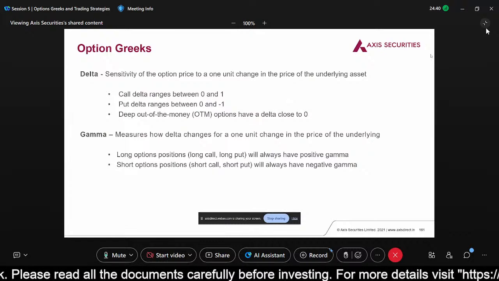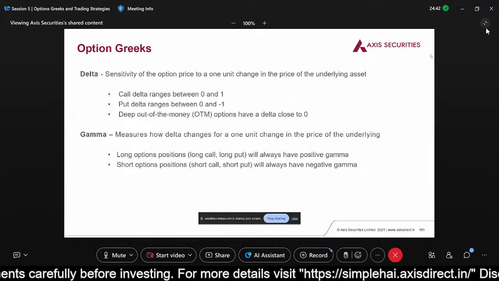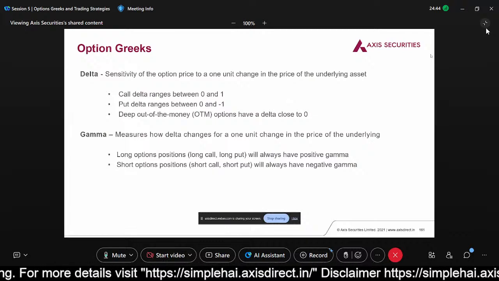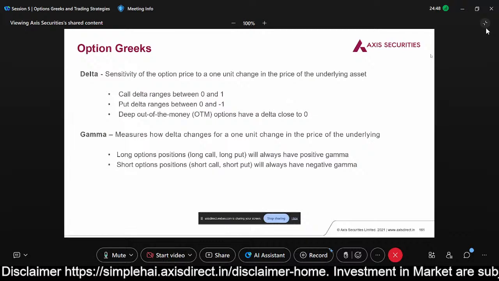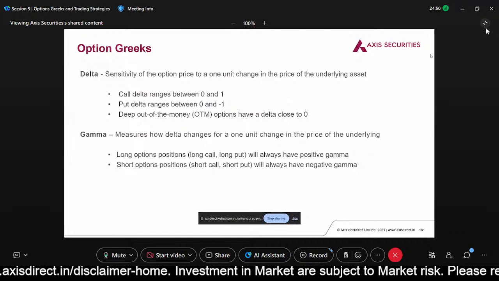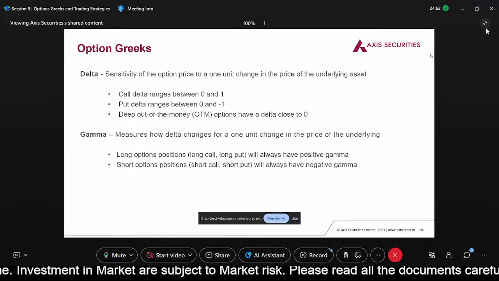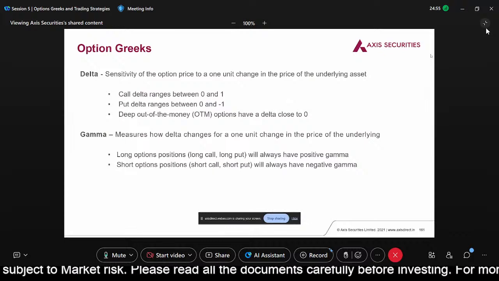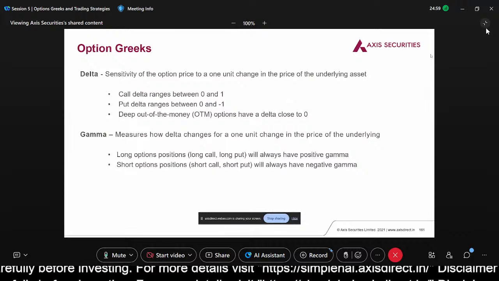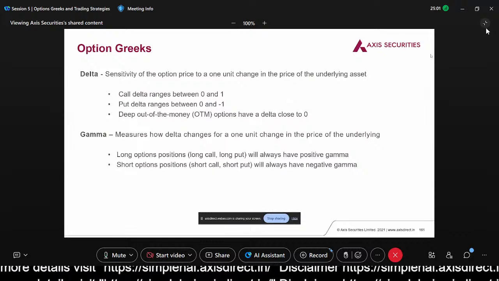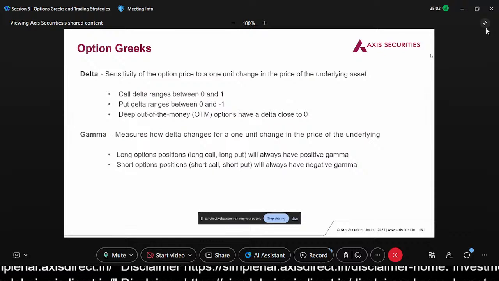When you say it's a 0.5 or a 50 delta, it is basically a call, because calls will have a positive delta. As the market goes up, your option value will increase. But for a put, as the market goes down, your option value will increase. So that negative sign indicates that way, right? So guys, I hope you got it.